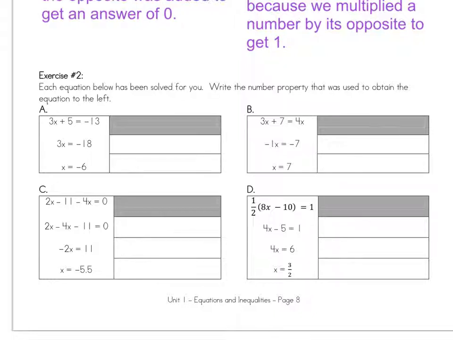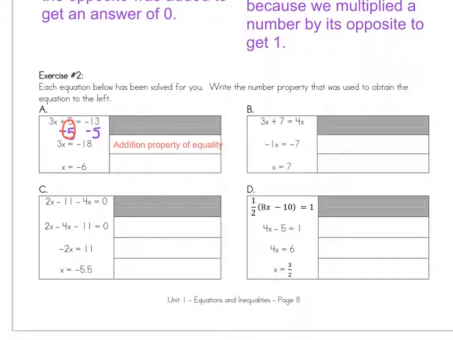Well, we can't really see what happened here, so maybe what we might want to try to do is solve this. Many of you might say, well, you know what, we need to get x alone, so we probably should be subtracting 5 from both sides, because when we do that, a positive 5 and a negative 5 result in 0. So what number property allows us to balance an equation using addition or subtraction? If you answered the addition property of equality, you are correct.